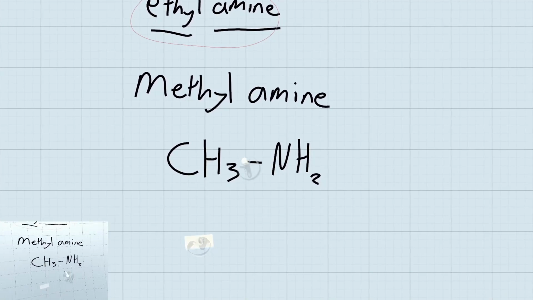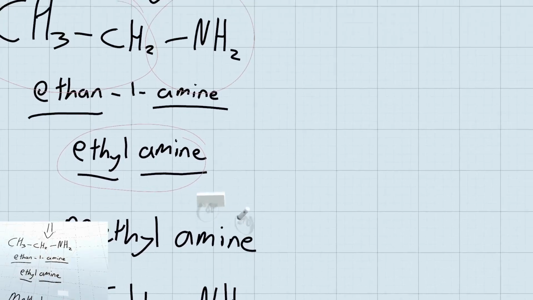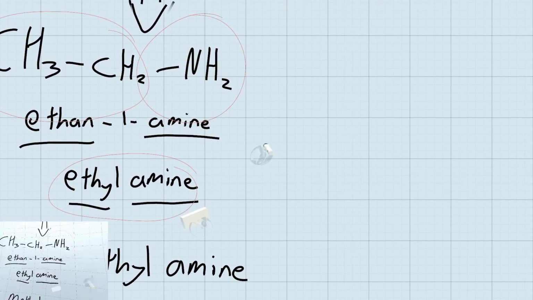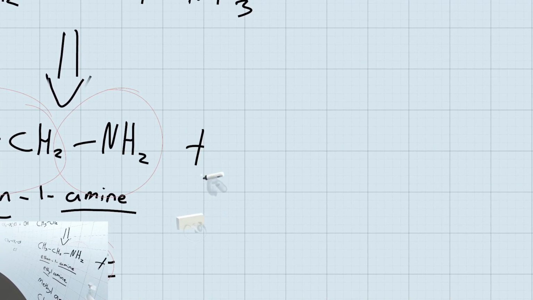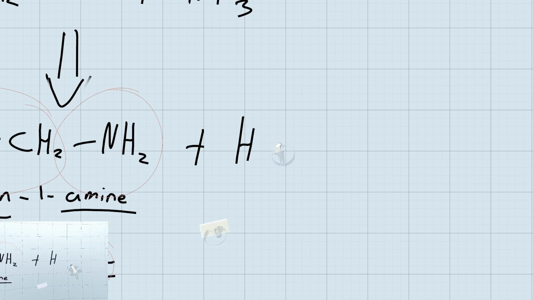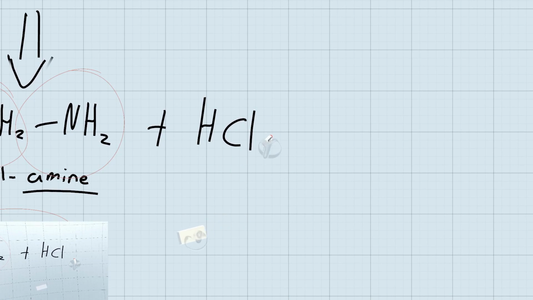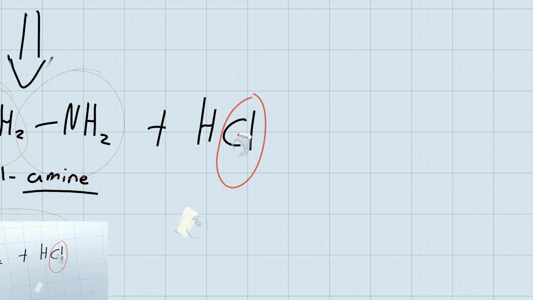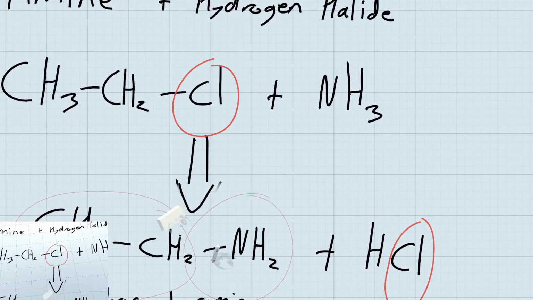Right? So methyl, because we've got a methyl group here and an amine over here. So methyl amine. Sweet. What we also produce in this reaction is also our hydrogen halide. So this is ethane 1 amine plus HCl. Now the hydrogen halide will pretty much be whatever halide we were starting with over here.